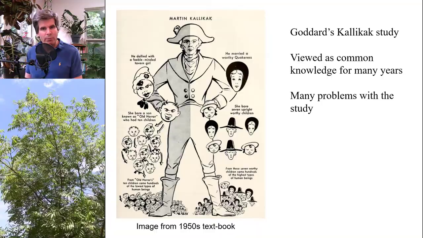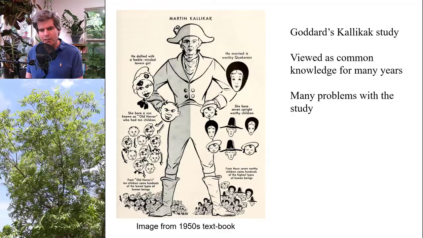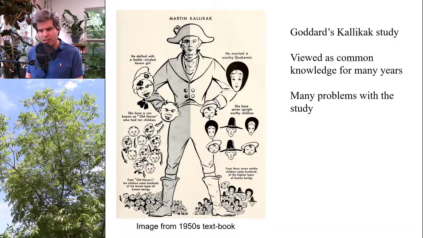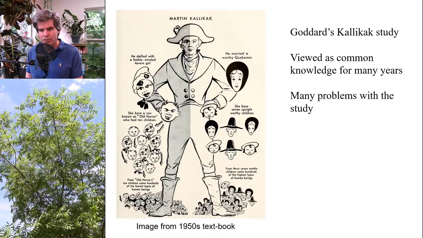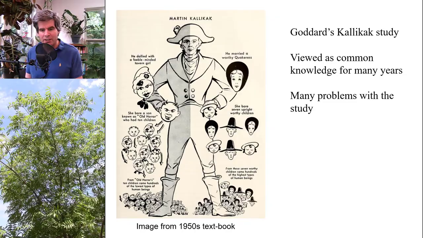Now, as you might have guessed, there were several problems with Goddard's research. He reportedly collected all his data in only 2 years, and it seems impossible to collect that much data in such a short time and to do it well, at least. His research assistants had little training, and just like the data that Davenport was collecting at the Eugenics Records Office, they often used unstructured interviews and secondhand information.